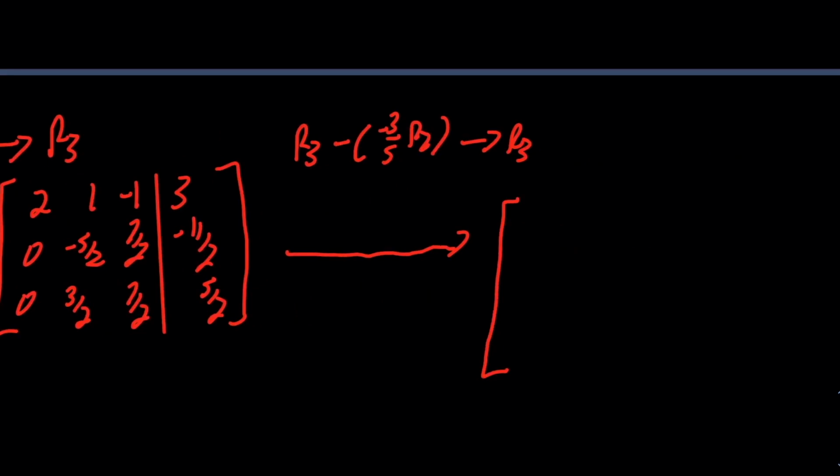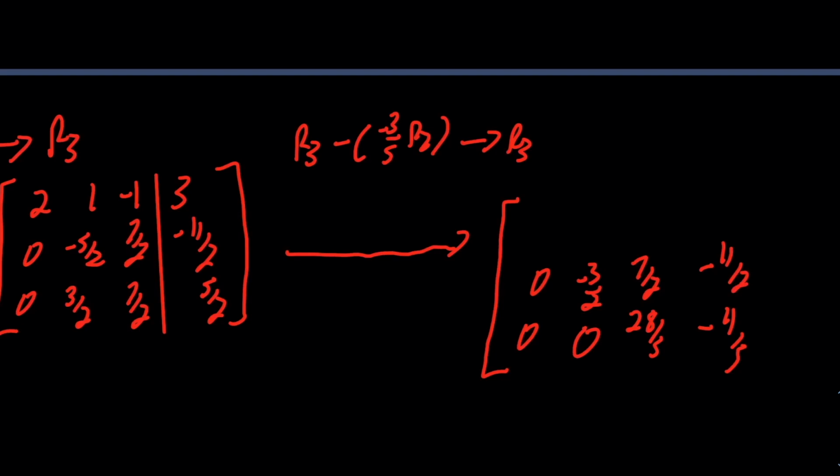So we get 0, 0, 28 fifths, and negative 4 fifths. Is that right? Yeah, that's right. And row 1 and 2 will stay as is. Yes, they will. So while I'm writing down row 1, row 2, I'm going to ask you guys what's our next move. And I'll give you a hint, it's very similar to what we did before.